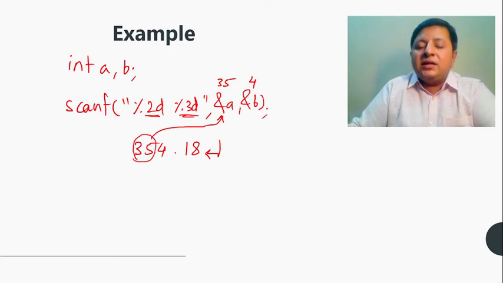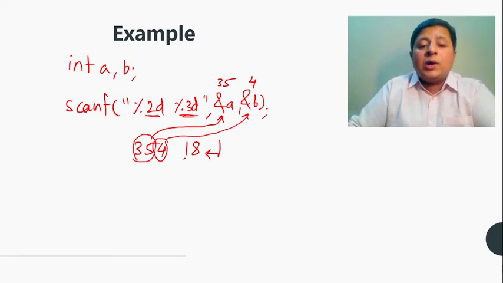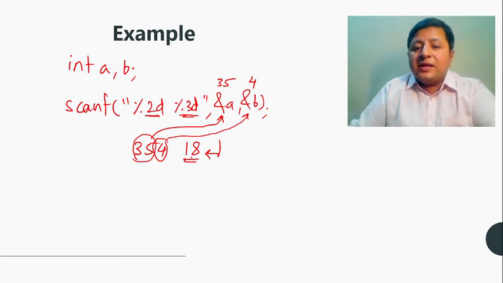Can I read less than 3, that is 2 or 1? Yes, you can. So 4 will obviously be read by B and stored in B. And to our surprise, this 18 stays temporarily pending in the input buffer. The surprising part is, if you have one more scanf later in your program, it won't wait for the user to give input. That 18 which is pending in the input buffer will be taken. Forget about that for now. Currently, this is how the input will be stored in A and B.